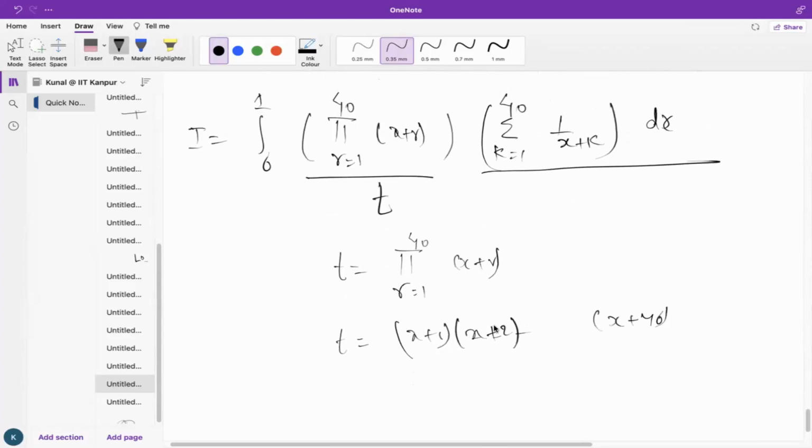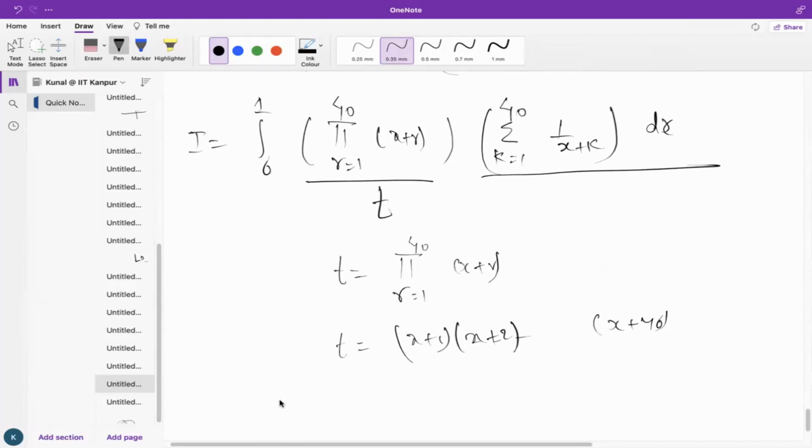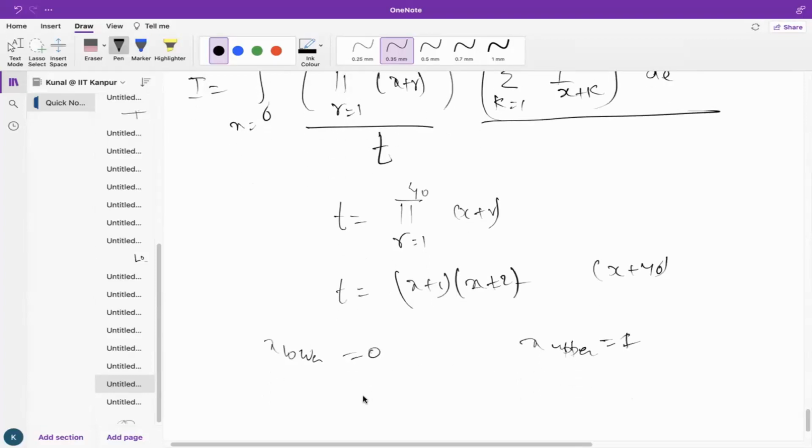Right. So our x lower limit is 0, and the x upper limit is 1. If we substitute x as 0, the t lower limit is, in all we put 0, so what we get is 1 into 2 into 3 into dot dot dot 40. So this is written as 40 factorial.